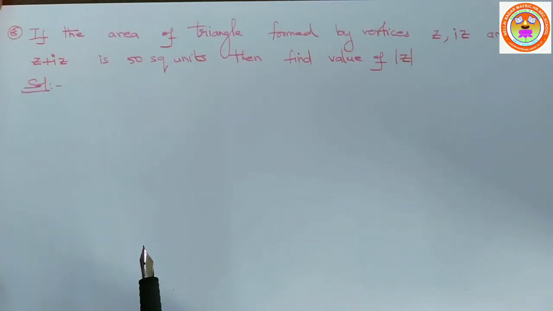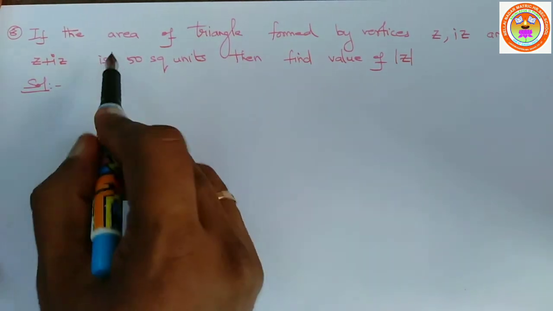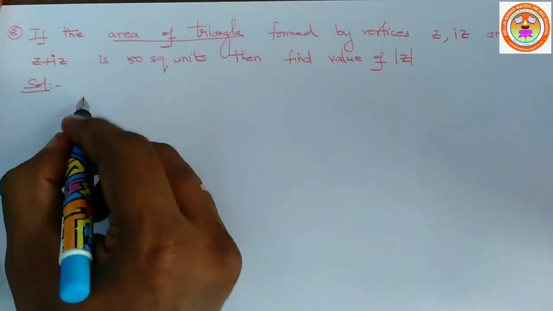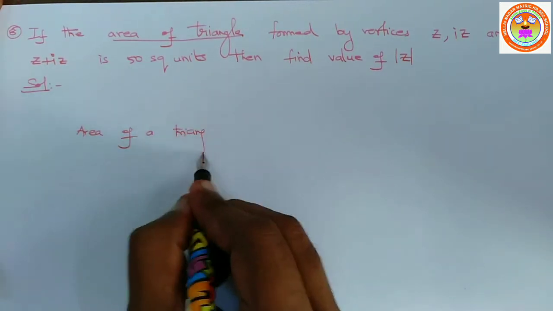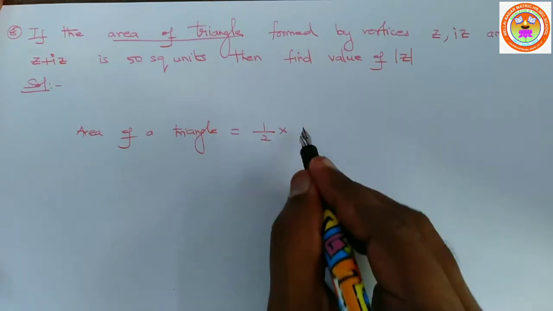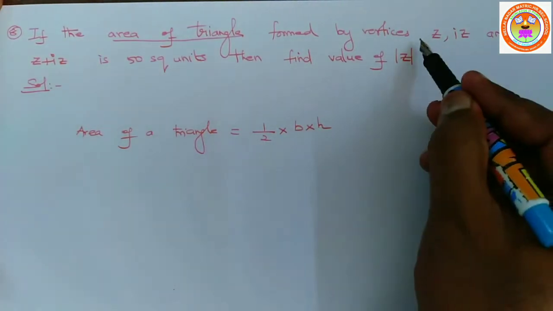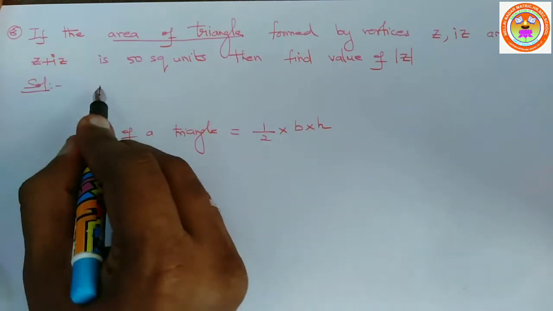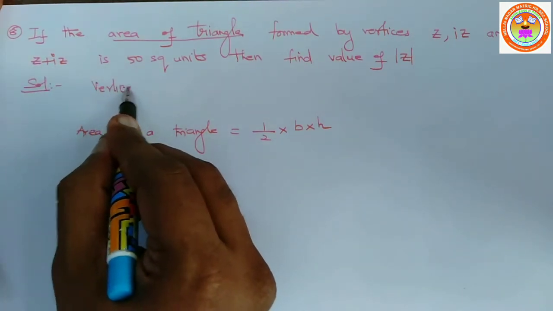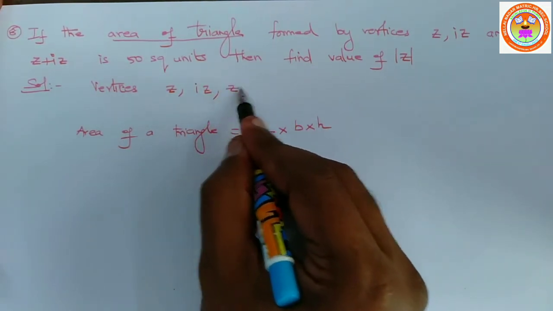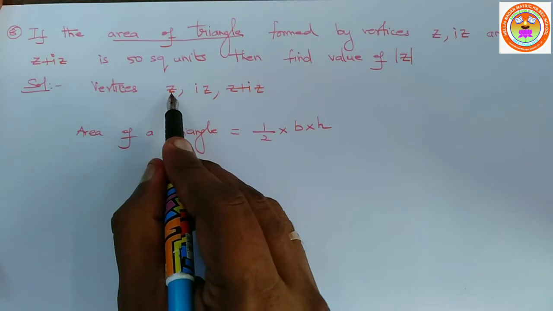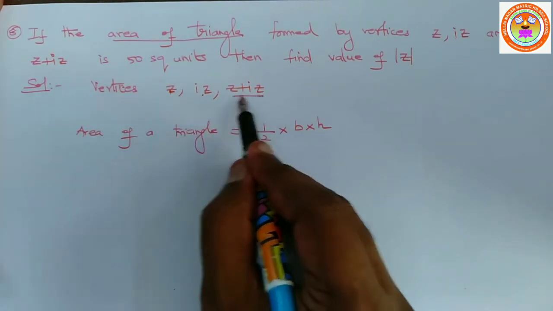Eighth sum, a very easy sum, but one of the important sums. I am not going to explain first. I am going to apply the formula. If the area of a triangle formula: you know the area of a triangle is 1 by 2 base into height. The vertices are Z, iZ and Z plus iZ. They are given 3 vertices. First vertex is Z, second vertex is iZ and third vertex is Z plus iZ, nothing but adding the first and second vertices, which gives the third vertex.